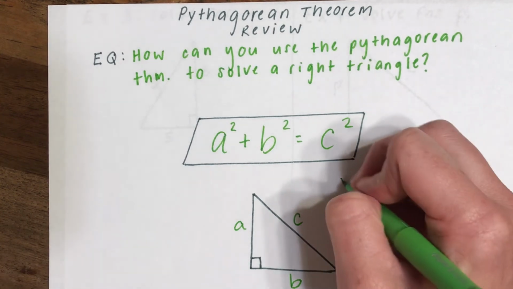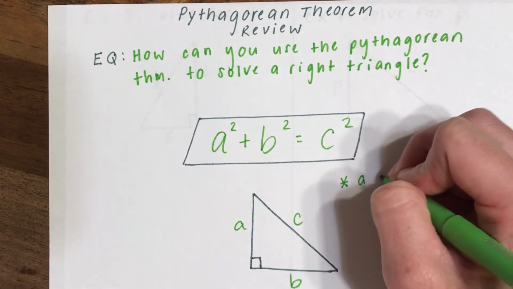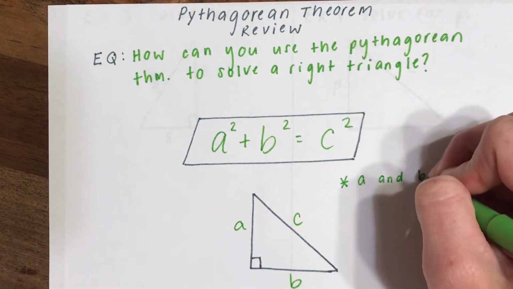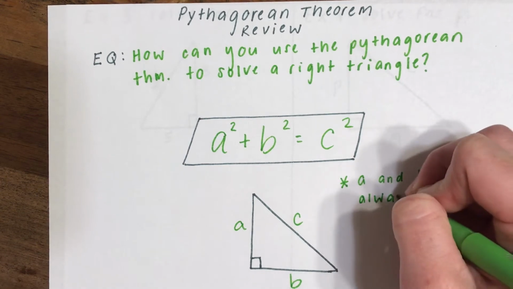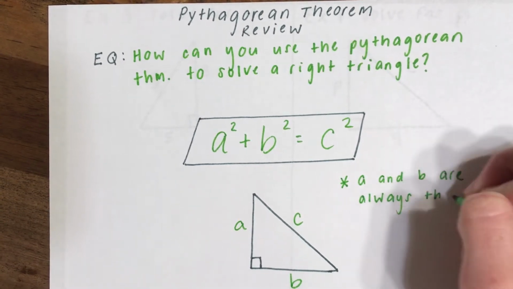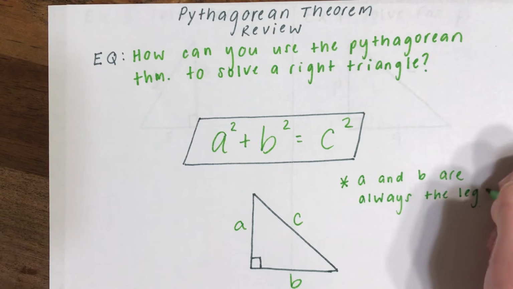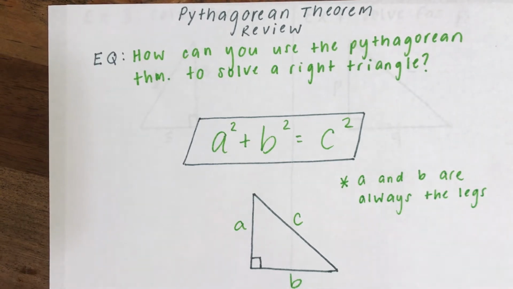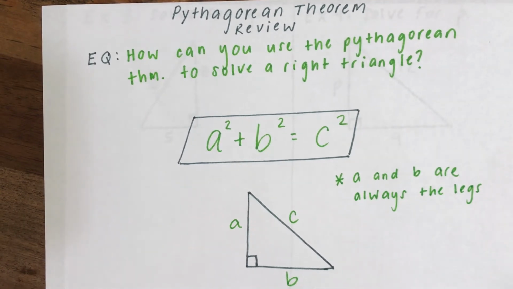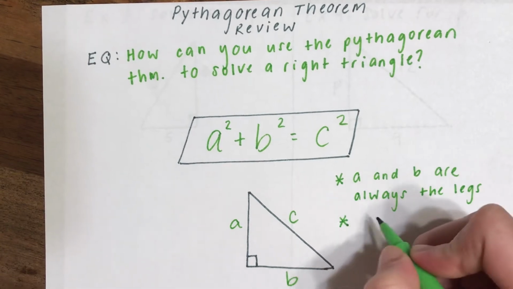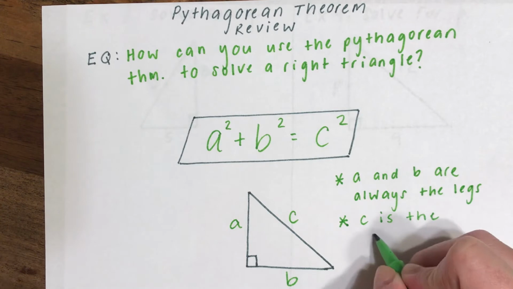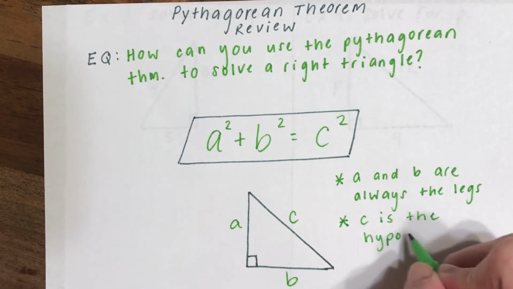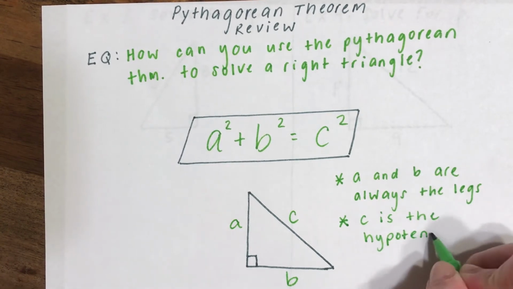Okay, let's just write this over to the side. A and B are always the legs. And when I say legs, that is referring to the two shorter sides. Okay, and then little star, C is the big, long, funny word, hypotenuse.